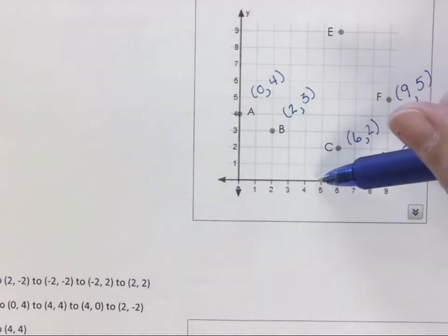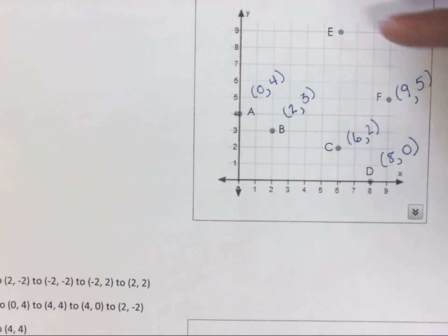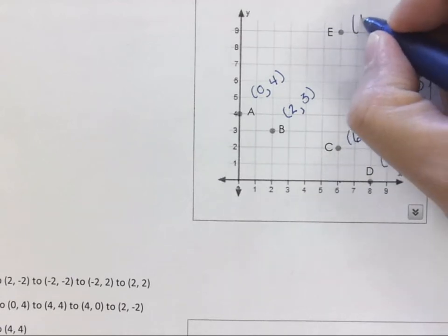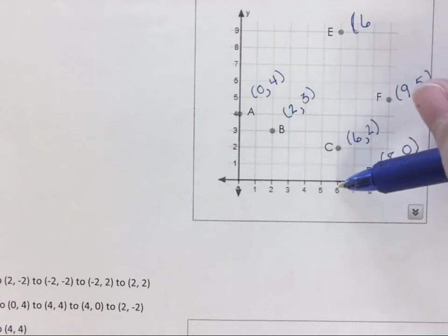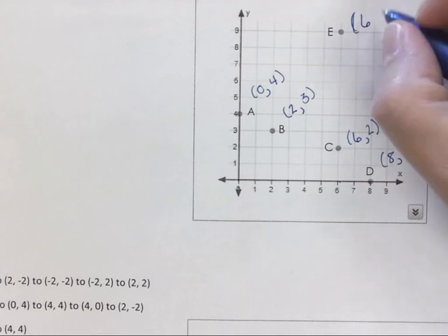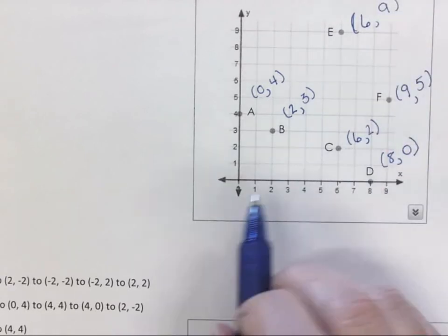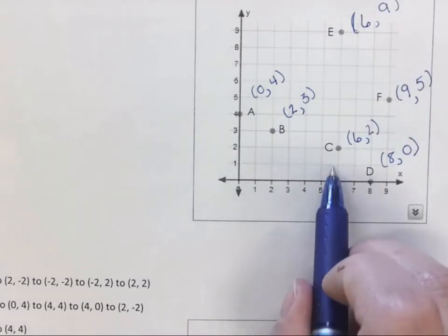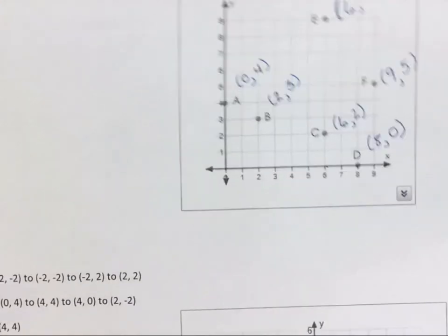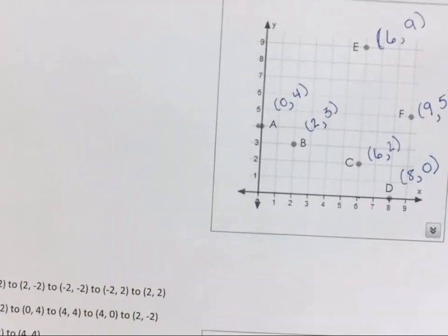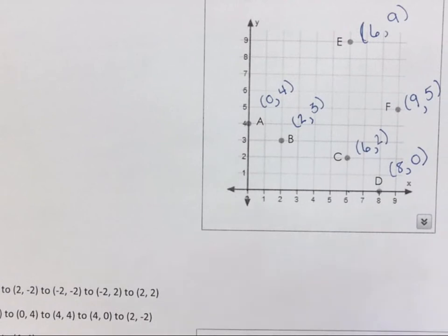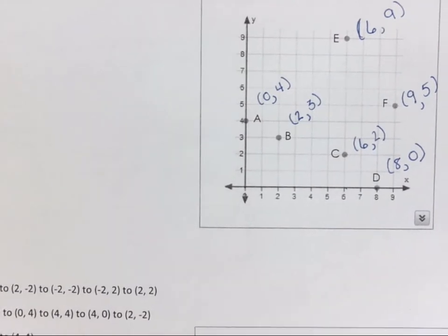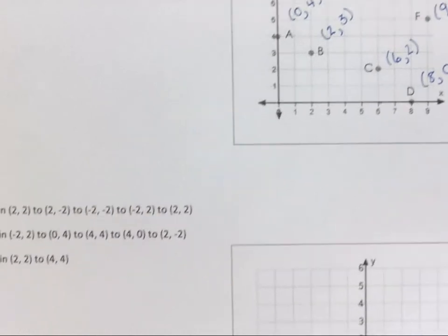So our last one is E. We're doing E, still at 6, sorry. And it has gone up 9 units. So it went right 6 units and 9 up. So it's kind of like a roadmap to get you from the origin to any other point. Okay, so nice and easy. Again, that's a question on your assignment, so make sure you can do that.